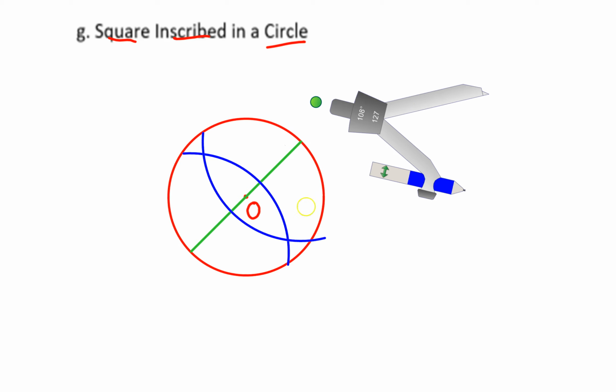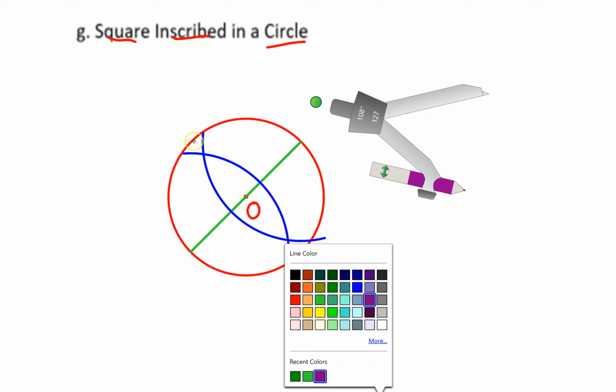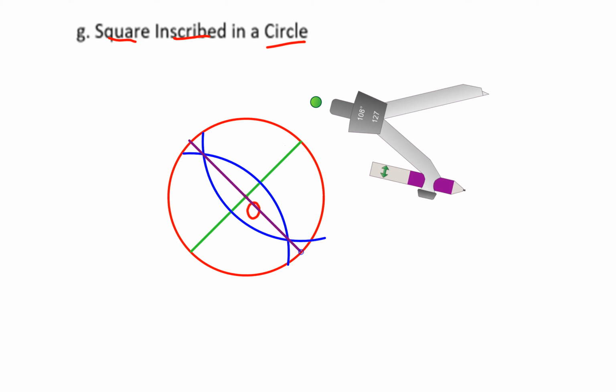Now, if you notice, these two arcs that we drew have two points of intersection. So we're going to connect up those points of intersection using a line here. Let's do purple. We're going to connect up those two points of intersection like this, but we're not going to end at those points. We're going to go through and actually end on the circle. So it went through these two points of intersection, here and here, but then ended up on the circle there and there.